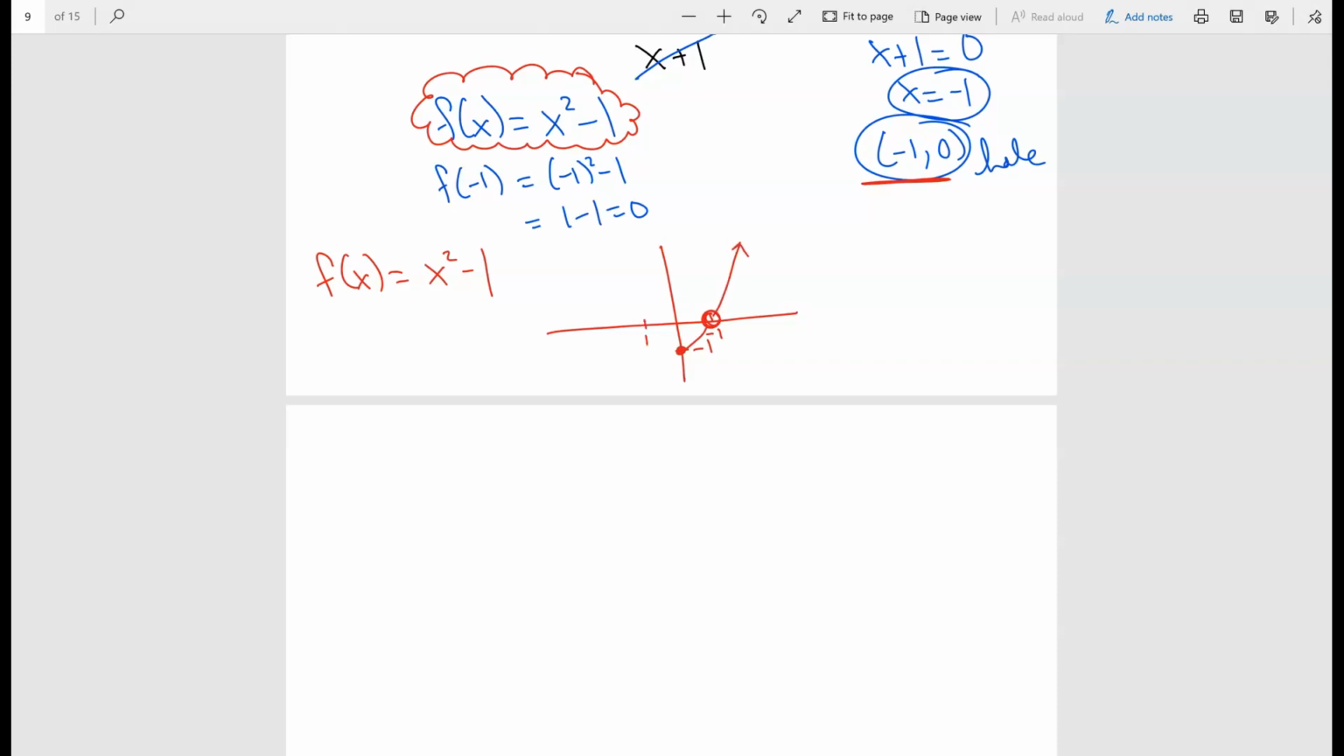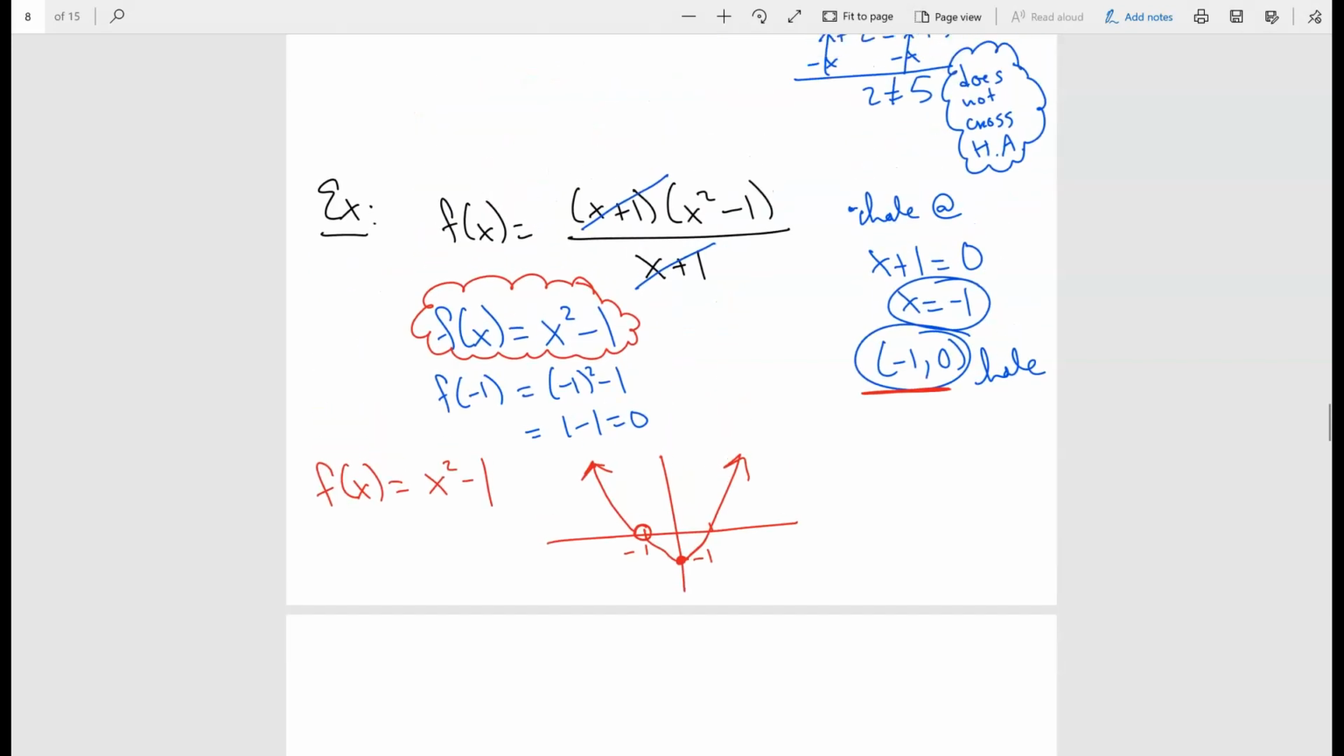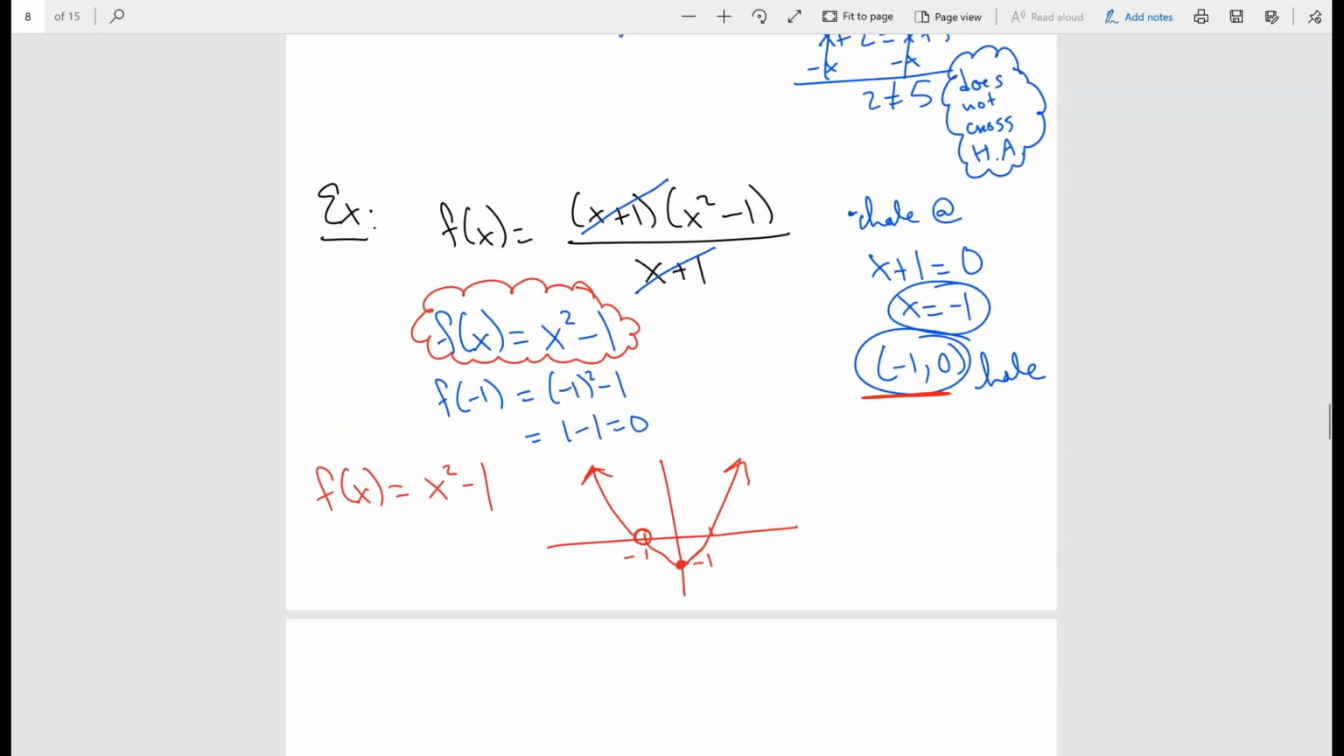So this guy right here, oh no, wait a minute, that's wrong. This one should be -1. (-1, 0). It's this way. So it's going to go through here. Okay. And that's basically what the graph is. So basically this is not really a rational. It's basically a parabola in disguise, but there is a hole there.